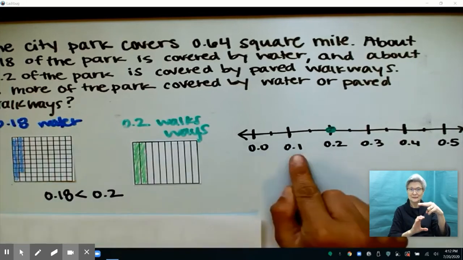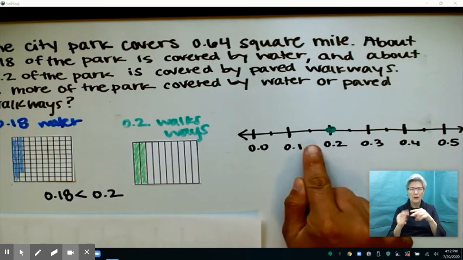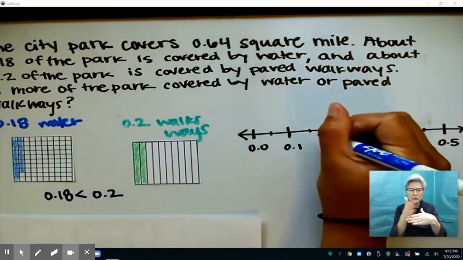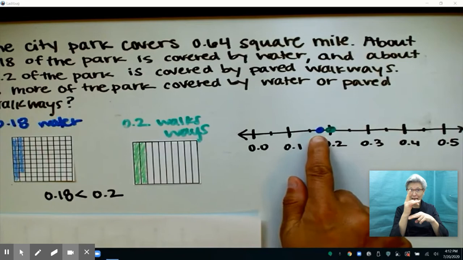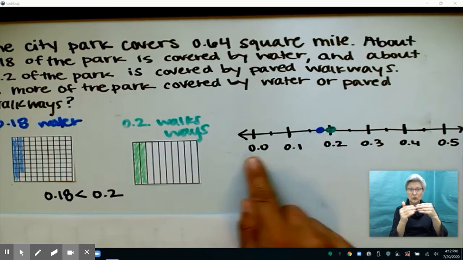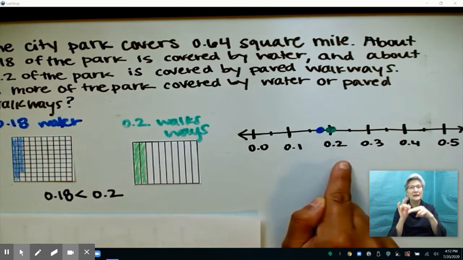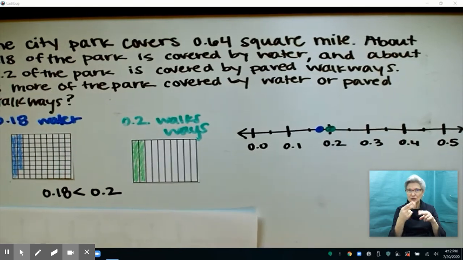18/100ths is somewhere in between 1/10 and 2/10ths, but I know it's more than halfway in between these two numbers. So I'm going to go ahead and put 18/100ths right about here. This number line helps me see that 18/100ths is closer to 0 than 2/10ths. So I know that 2/10ths again is larger. So this is how our number line can help us answer the same question using a different strategy.